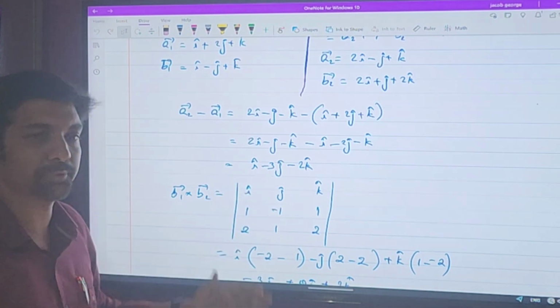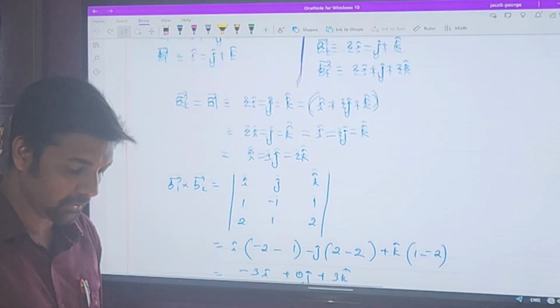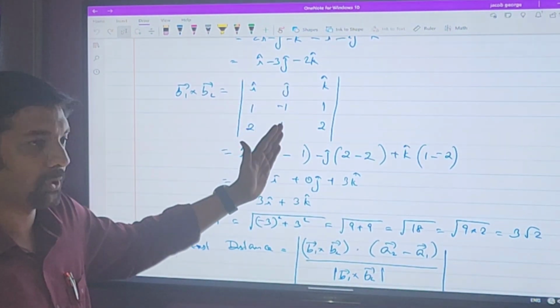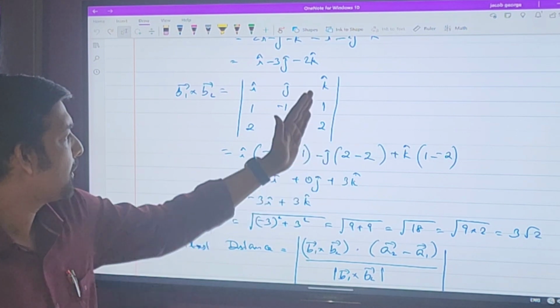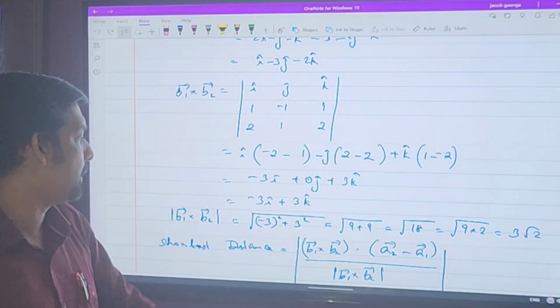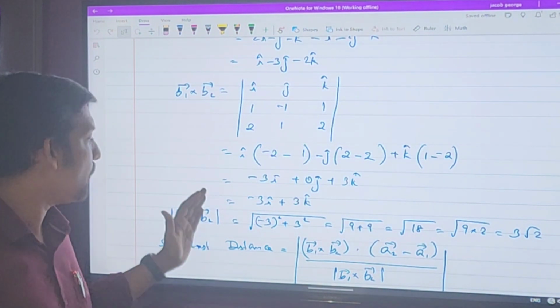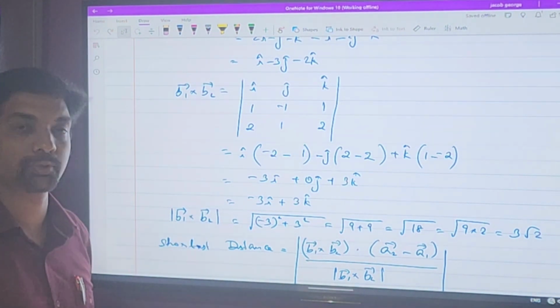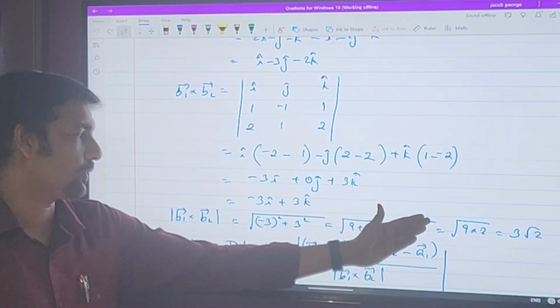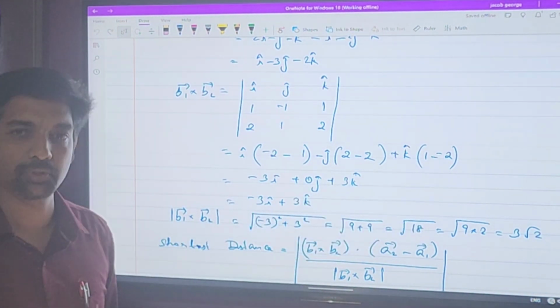Then alternate positive and negative sign: minus j cap into removing the first row and second column, 2 minus 2, plus k cap into 1 minus minus 2. You will get B1 cross B2. And then modulus of B1 cross B2 is root of minus 3 square plus 3 square. It is root of 18, or 3 root 2.